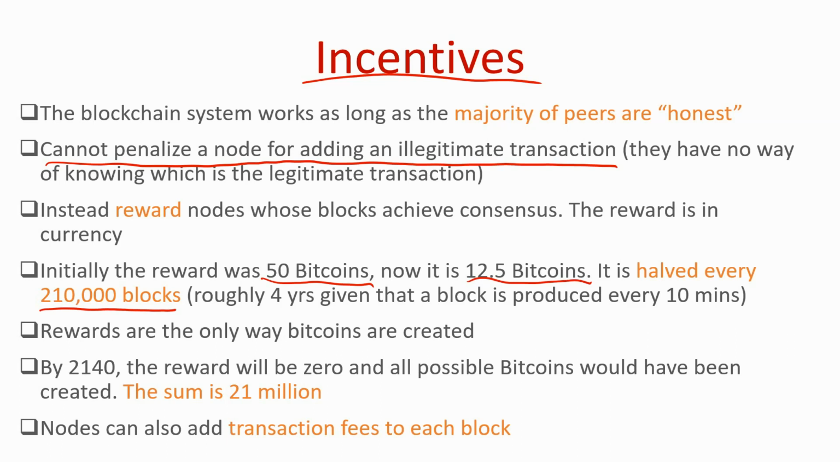This is actually a geometric progression. By 2140, the reward will be almost zero, and all possible Bitcoins will be created. The total sum of Bitcoins that will be created is actually 21 million Bitcoins. So once this happens, will miners actually not have any incentive to add blocks or to mine blocks? The answer is no. There is actually another way to make money in Bitcoin.